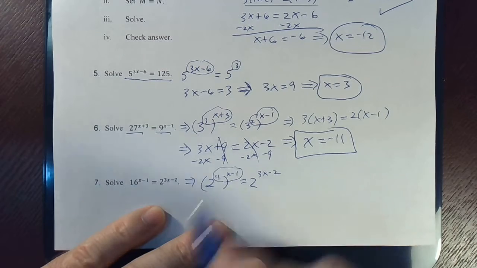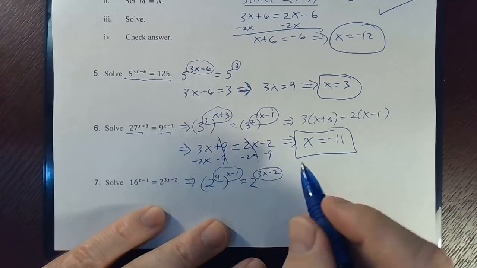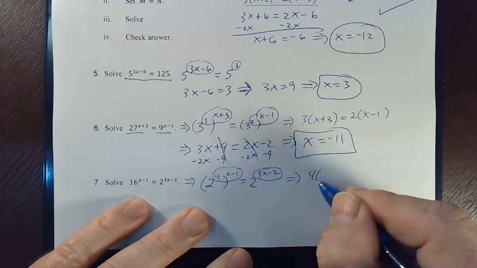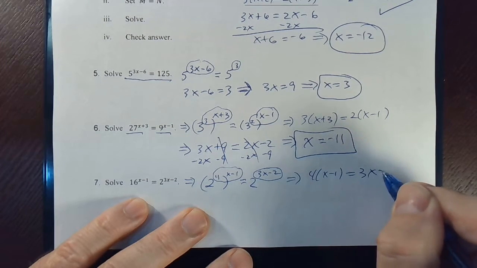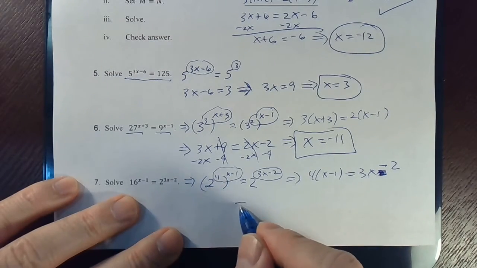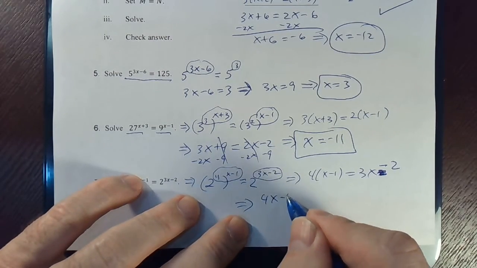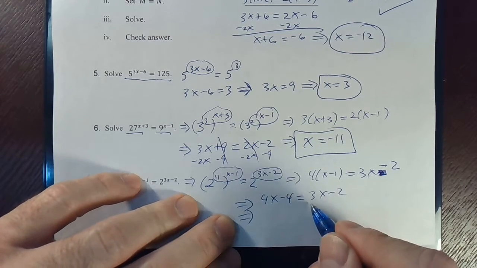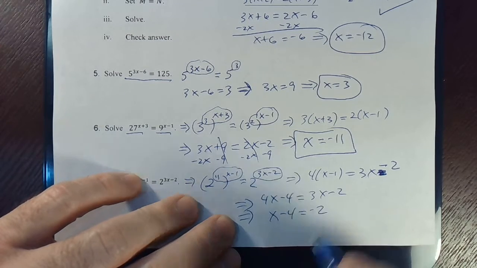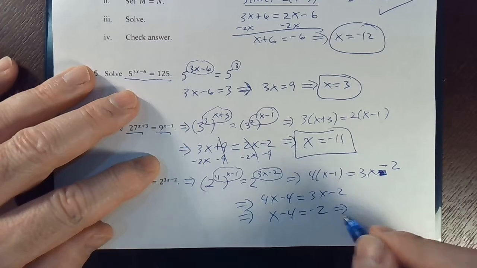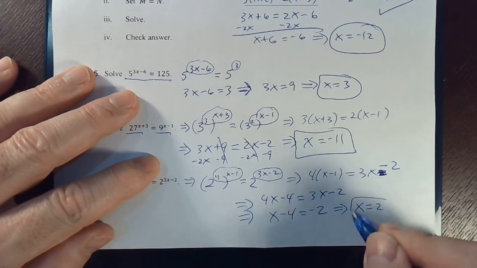So I'm going to multiply those. I don't have to multiply anything here, but that gives me 4 times x minus 1. x minus 1 is in parentheses. Oops, 3x minus 2. So that would give us 4x minus 4 equals 3x minus 2. Subtracting 3x from both sides gives x minus 4 equals negative 2. All I did is subtract 3x to get rid of it there, and I subtracted 3x here to get x. Add 4 to both sides, and we get x equals 2.